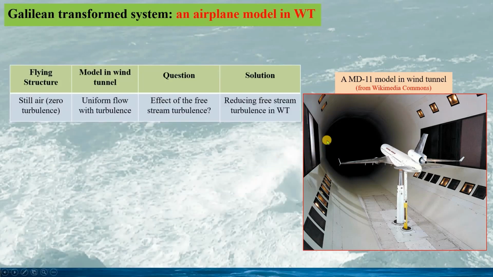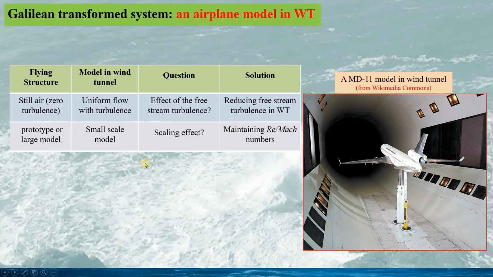In reality, there will be differences between the flying structure in the air and the model test in the wind tunnel, including the structure flying in the still air. There is no turbulence in the still air. But in the wind tunnel, the incoming flow is always with some turbulence. The question is, is there an effect of the turbulence in the free stream in the wind tunnel? The answer is yes. So, for the wind tunnel test, we need to reduce the turbulence in the free stream. For the wind tunnel test, the model is normally smaller than the flying structure. Therefore, we might have the problem of scaling effect. Ideally, we need to match the Reynolds number and the Mach number in the wind tunnel test.